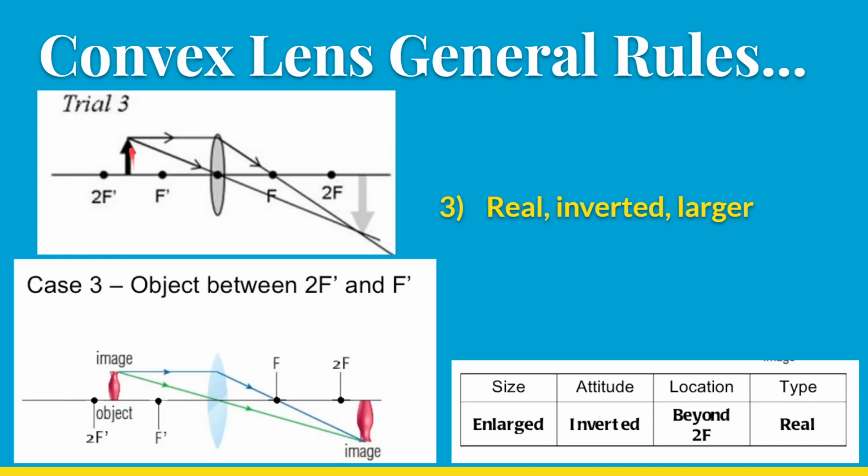In between f and 2f, this is what you're going to get every time. And it will be beyond 2f. It'll be farther away. And again, you can draw the diagram and see that.